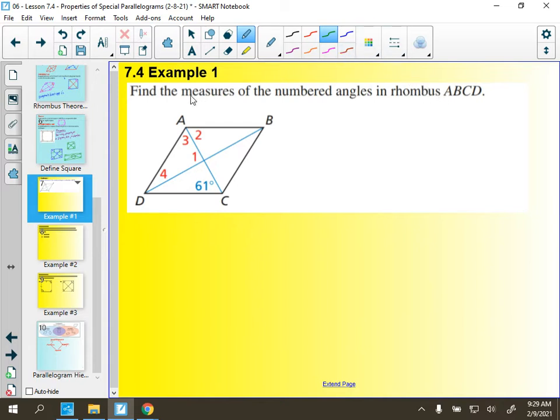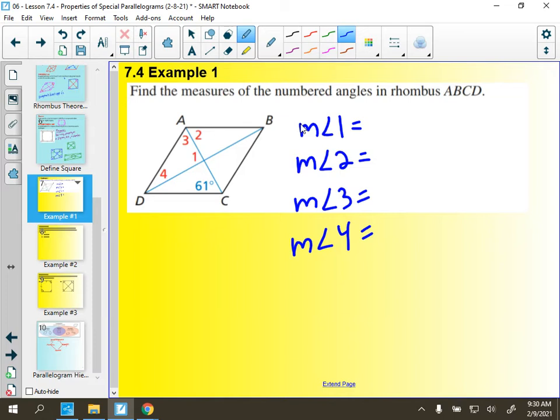So I look at it and say, find the measures of the numbered angles in rhombus ABCD. Markings-wise, we don't know it's a rhombus just by looking at the picture, so this information is helpful. It tells us it's a rhombus, so I know all that stuff we just talked about is true. It's asking for the measure of angle 1, angle 2, angle 3, and angle 4.